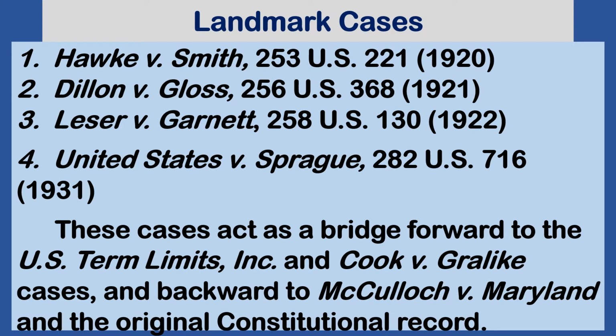These cases bridge back to the McCulloch versus Maryland case and the original constitutional record. There really aren't a lot of cases dealing with Article 5 in all of the Supreme Court history, and so it's a great area to study because you don't have to study as much. And then going forward, these cases bridge to the modern day term limits cases: U.S. Term Limits Inc. versus Thornton, a 1995 case, and Cook versus Gralike, a 2001 case.